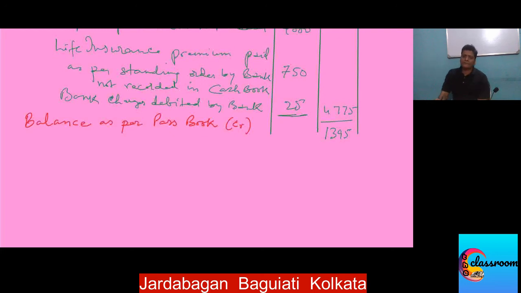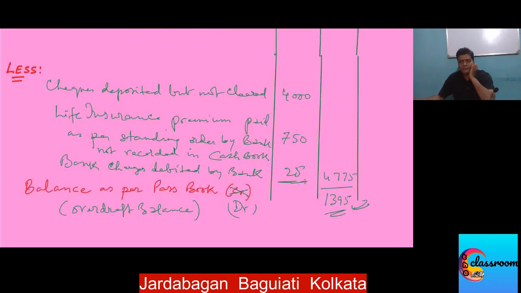While doing sums of a favorable balance, if we get a negative figure, it means the other book is showing an overdraft balance. So we will write here balance as per passbook. Normally the passbook shows a credit, but here it will be a debit. This is called an overdraft balance. If we get a negative figure, it means this is an overdraft. So we got the balance as per passbook. It is 1395.